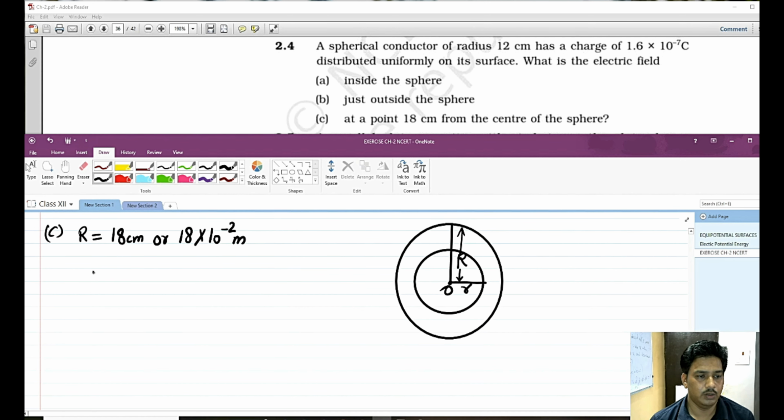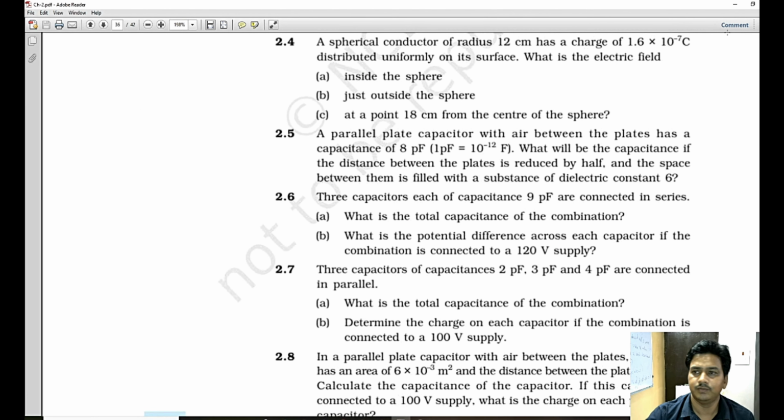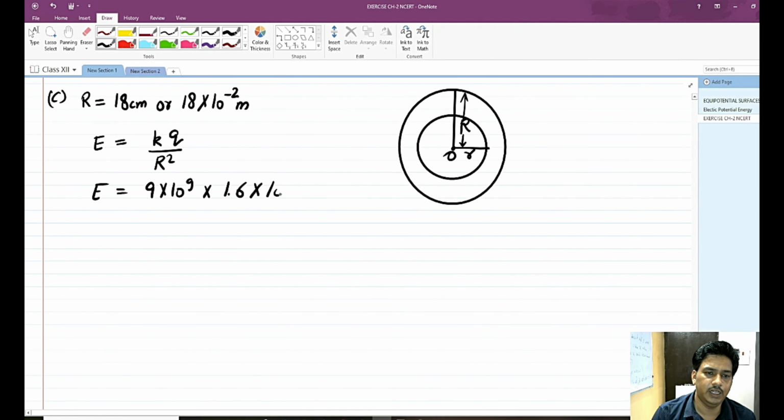Therefore, we use capital R instead of small r according to the result of derivation application of Gauss theorem. So E is equal to kq by capital R square. Now put the values. E is equal to k, 9 into 10 to the power 9. Q is, what is the value of Q? The value of Q is 1.6 into 10 to the power minus 7, divided by R. What is R? 18 into 10 to the power minus 2, square.